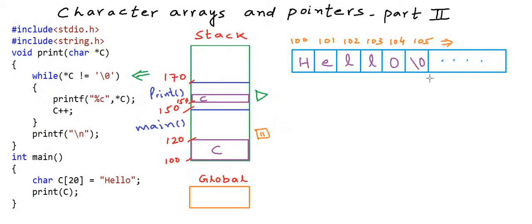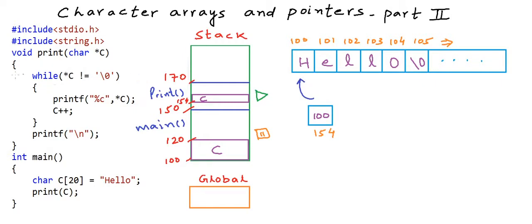The sixth character is a null character, and the first 5 characters are the characters of the word hello. Now we have this other guy, which is C of print, which is a character pointer at address 154 that stores address 100, so it points to the first element of the array.